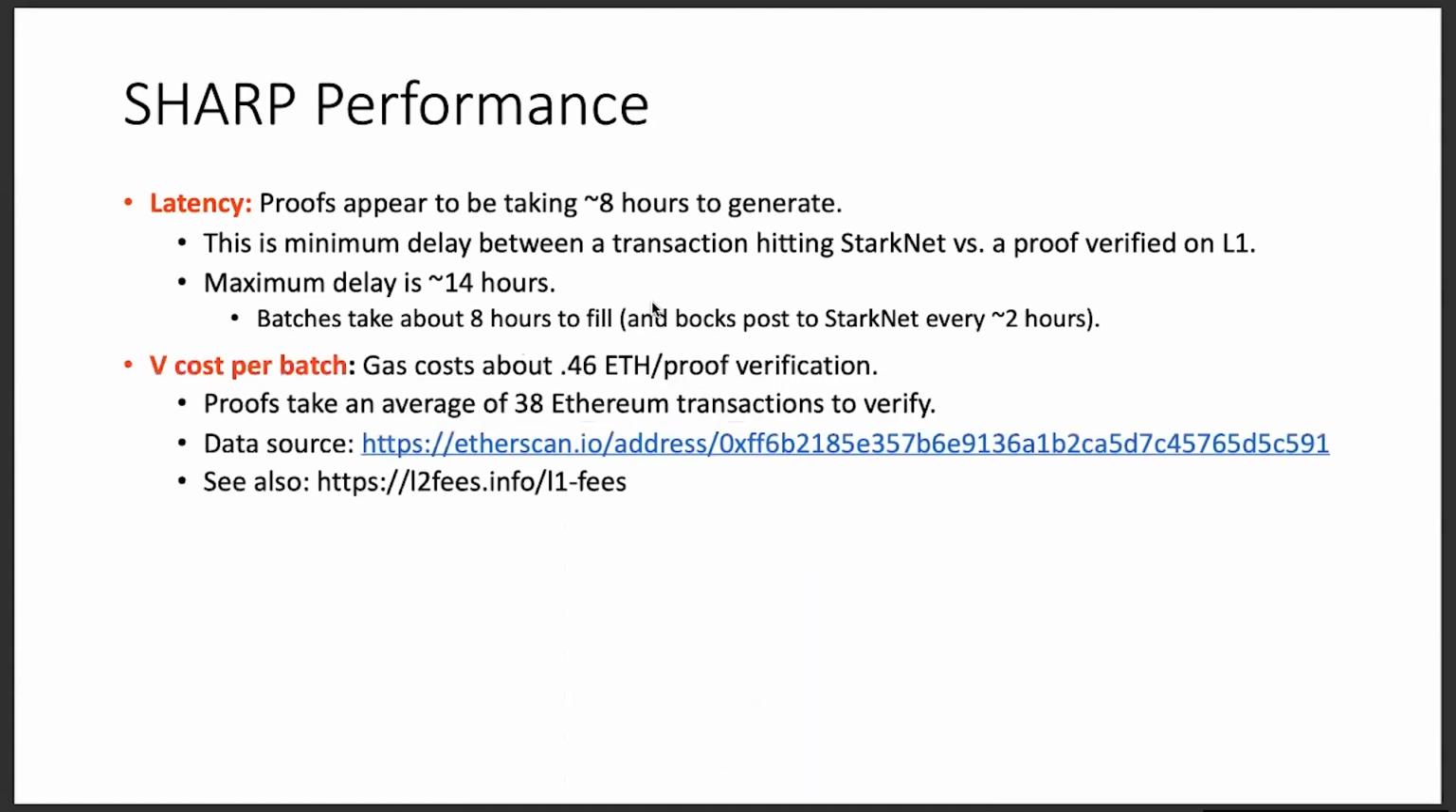As far as what it costs to verify a proof, it's costing on average about 0.46 ETH. This is just me looking at a block explorer for Ethereum. Proofs take about 38 Ethereum transactions to verify. This is also consistent. I did this calculation myself, but there's a nice website that displays daily fees that the rollup services are paying on Ethereum, so this matched up to what they were reporting.